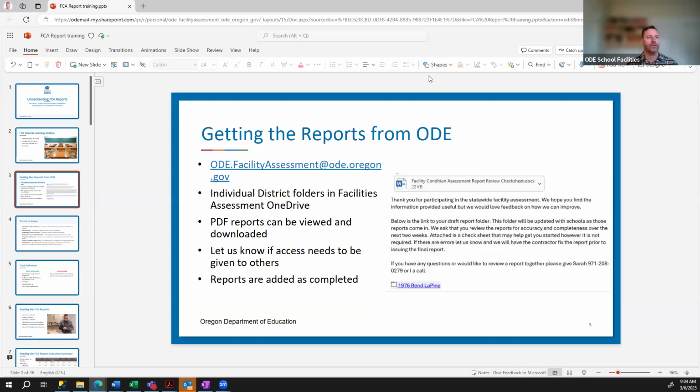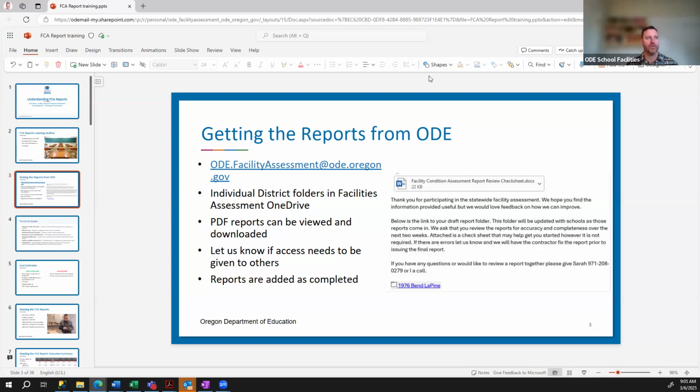You should have received an email from the ODE Facility Assessment email box, and there's a photo there of what it should have looked like. It has a check sheet that isn't necessary, but you can use it to help guide you through the report and find discrepancies or issues in there. That link is individual to your school district. We're not sharing these reports with other schools or anyone really. You can access all your draft folders in there as they become available.